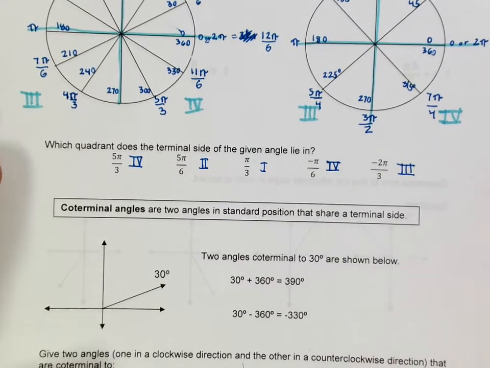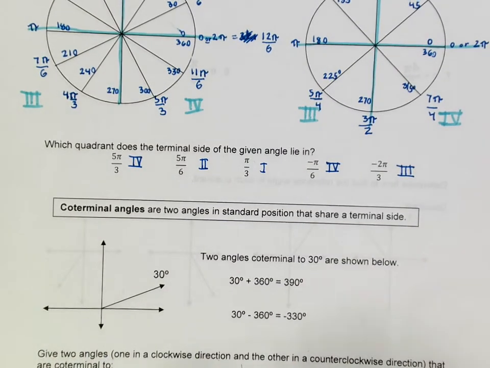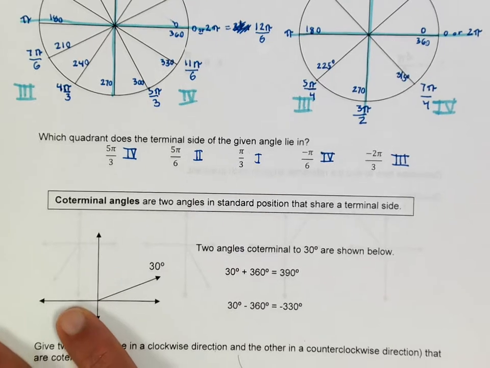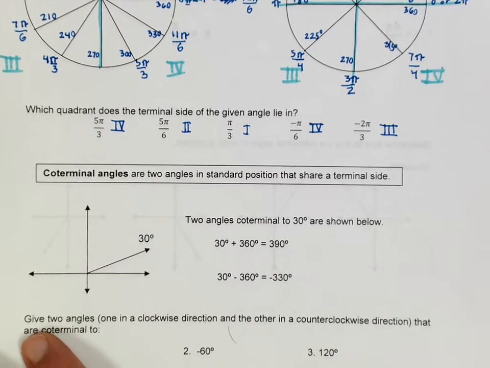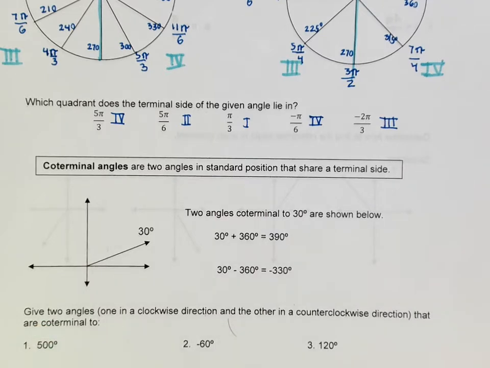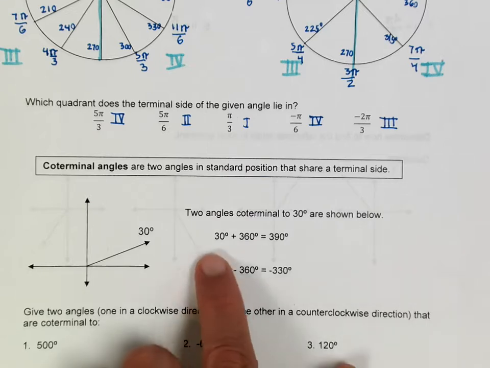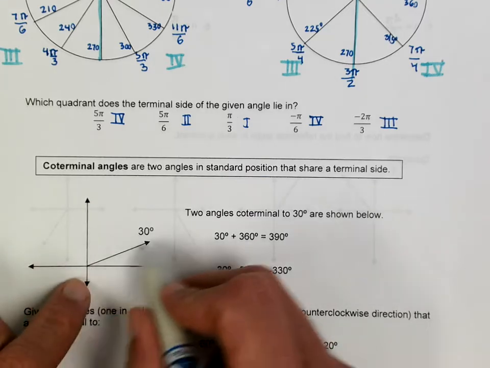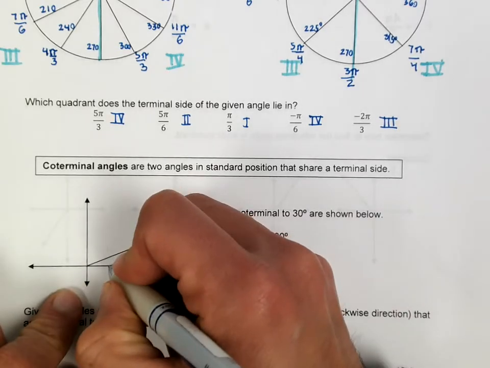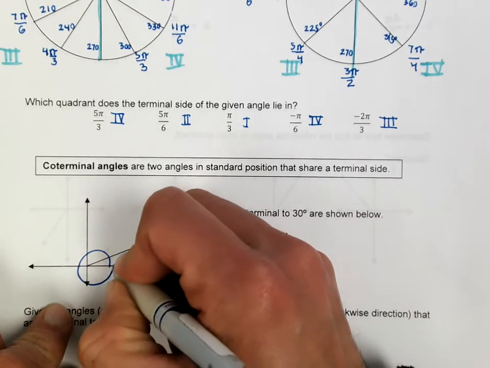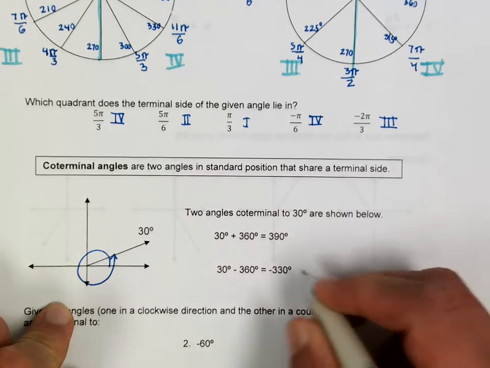Now we're going to talk about coterminal angles. Coterminal angles are two angles in standard position that share the same terminal side. So what that really means is that when I'm doing something like 30, that's the same angle as this, but 360, if I go from here all the way around to this, that's 390.